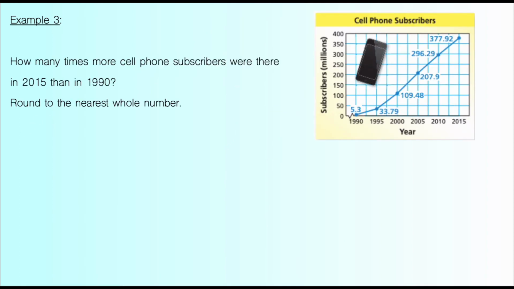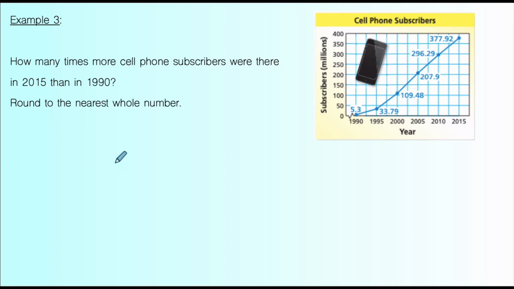For our last example, we're going to do a word problem. Word problems are good for you. This word problem, we're going to determine, first off, is it a division word problem? Why is it division? And then we'll set up the division and solve it.